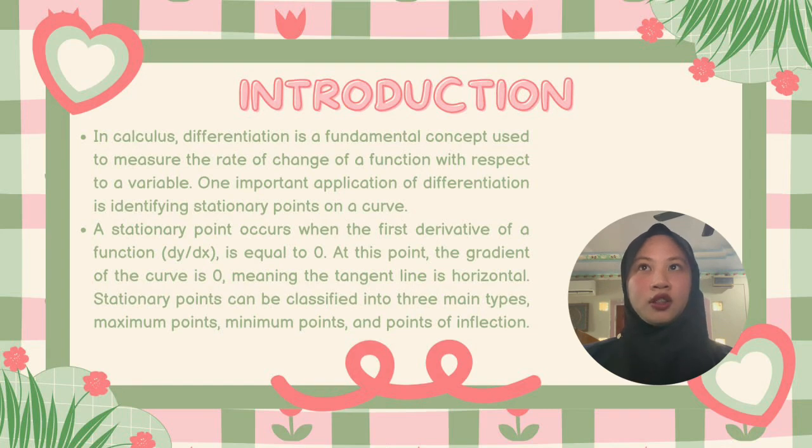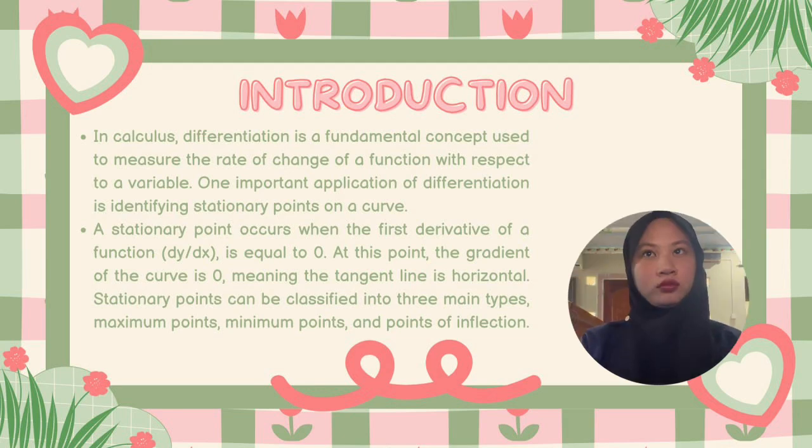Introduction. In calculus, differentiation is a fundamental concept used to measure the rate of change of a function with respect to a variable. One important application of differentiation is to identify stationary points on a curve. A stationary point occurs when the first derivative of a function, dy/dx, is equal to 0. At this point, the gradient of the curve is 0, meaning the tangent line is horizontal.